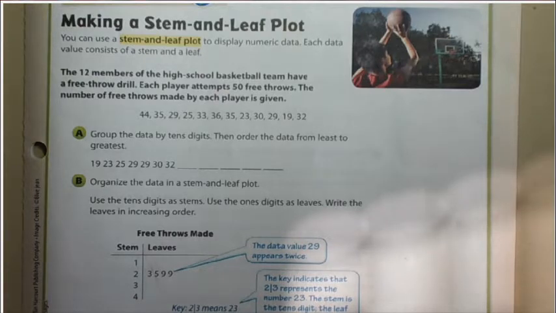So we have a question here, and it says the 12 members of the high school basketball team have a free throw drill. Each player attempts 50 free throws. The number of free throws made by each player is given. So there's all those free throws that they've taken. Now, part A says group the data by tens digits, then order the data from least to greatest. So go ahead and pause the video and order your numbers from least to greatest, please.